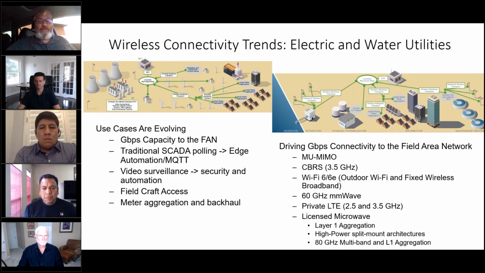What's common about them is they're driving the need towards this gigabit per second to the field area network. And some of those exciting spectrum advances and technology advances you can see here on the right hand of this slide. We've been in the multi-user MIMO space for several years now with our PMP 450 platform, and that really started to break that gigabit per second barrier for a private network in 5 gigahertz.